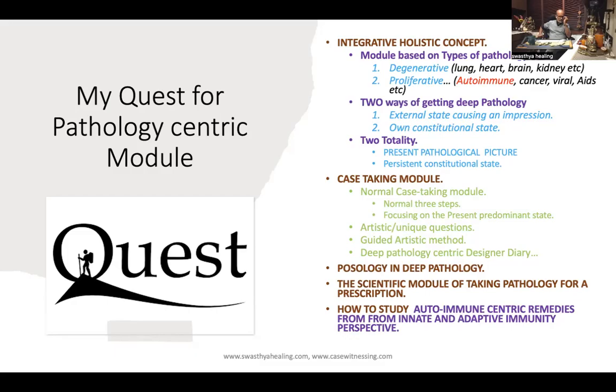In this module, generally what I teach is the whole integrative holistic concept. A module based on exploring two states of people: the present predominant pathological state and the persistent constitutional state. Two states, which come either from an external cause making an impression on them, which is the present predominant state, or from the internal, their own constitutional state, bringing the pathology.